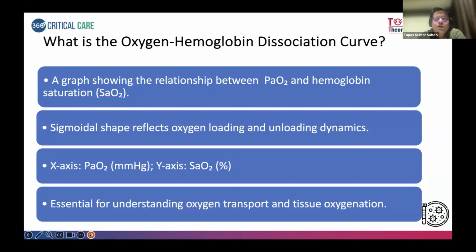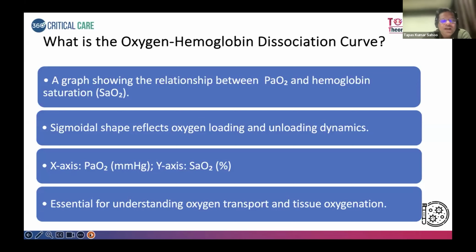So you just try to understand the words, because in your exam you cannot write maybe 3 or 4 pages about this type of, I would say, very practical, very basic question. So there are sentences that you can remember, and I will be helping you with the art of writing in short, a very extensive discussion summarized in maybe one paragraph. Now, this graph is of sigmoidal shape that reflects oxygen loading and unloading dynamics.